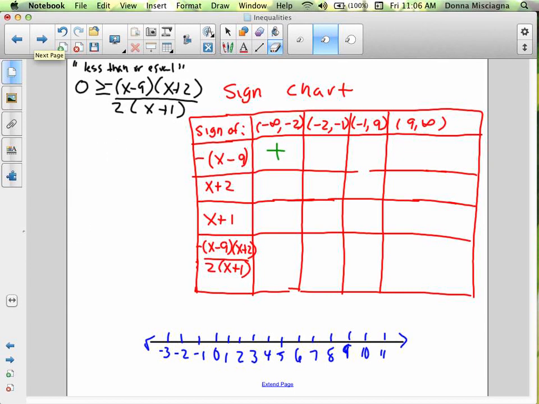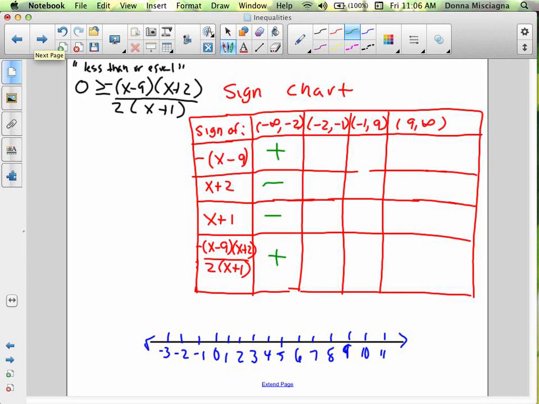If we plug something like -3 into the second expression, -3 plus 2. In fact, anything less than -2 is going to give us a negative number, with -2 giving us 0. So this interval is negative. The same thing with x plus 1. Plug in anything -2 and below, you're going to get a negative number. So you've got a positive times a negative times a negative. Our expression here would be positive.